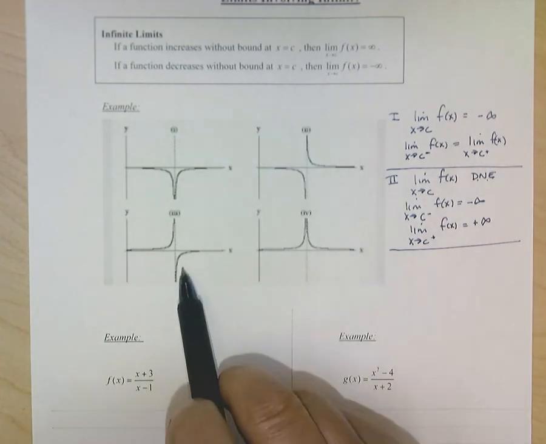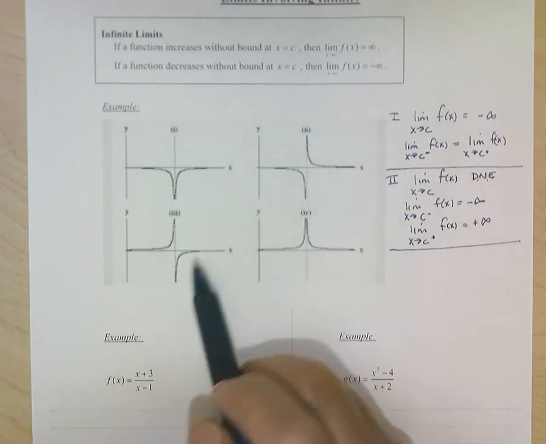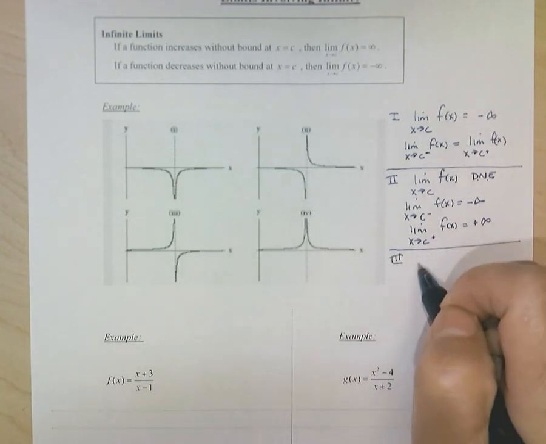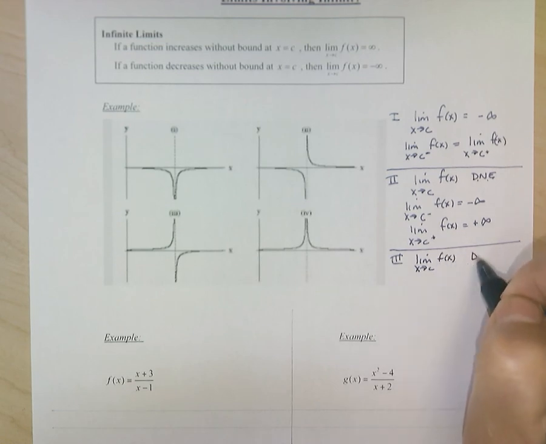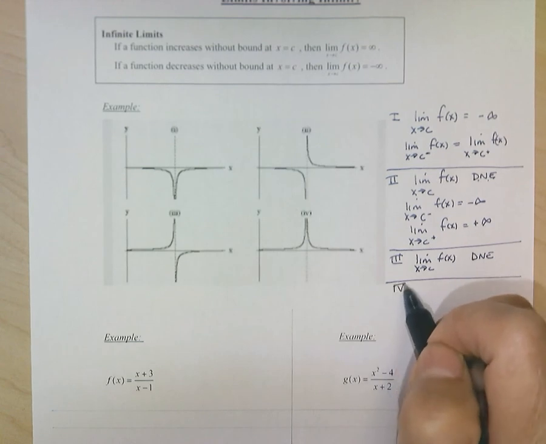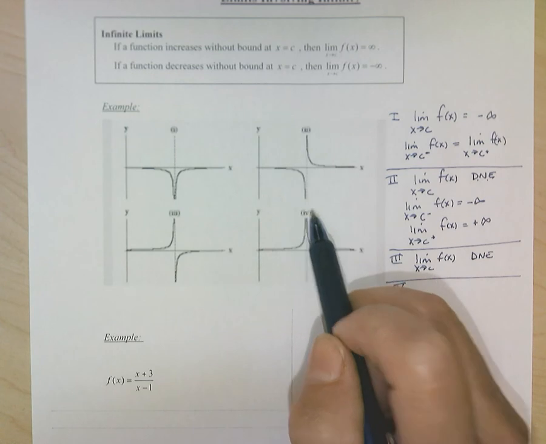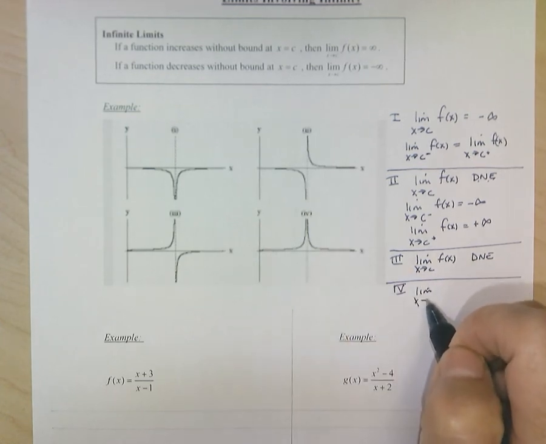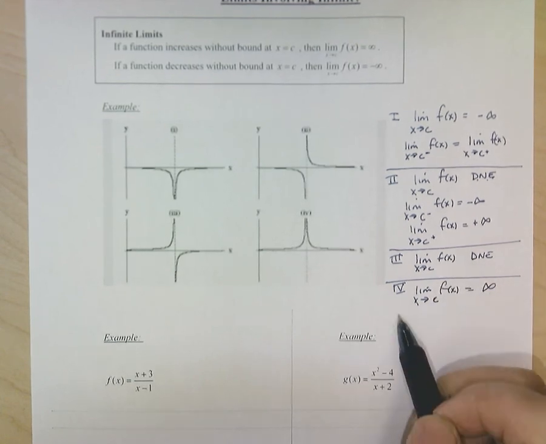The third example is very much like the second example. From the left, the function is approaching infinity. From the right, the function is approaching negative infinity. So the limit as x approaches c of this function does not exist. And the fourth one is very much like the first one. But the left-hand side is going up forever, the right-hand side is going up forever. So the limit as x approaches c of f of x is going to equal infinity.